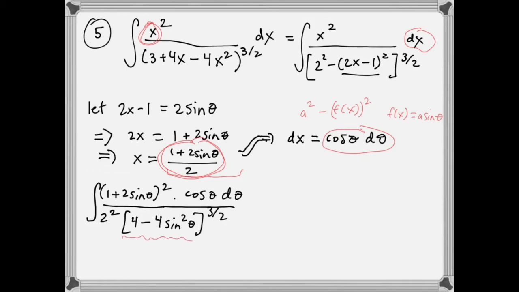So this guy right here, 4 minus 4 sine squared theta to the 3 halves is equal to 4 times 1 minus sine squared theta to the 3 halves, which is the same as 4 cosine squared theta to the 3 halves. Remember what 3 halves power is. It's taking the square root of something and then cubing it. So what do we get? The square root of that is 2, so we actually end up with 2 cubed cosine cubed theta.